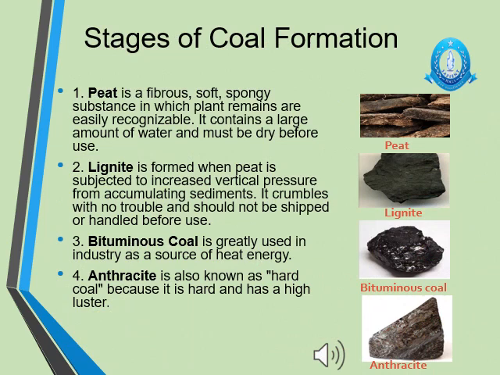In this slide, we are going to study the stages of coal formation. Although it's not in your book, just to let you know that coal is formed in different stages, I have added these slides. So the first stage is peat, which is soft, spongy, and contains a lot of water and must be dried before use. The second stage is lignite. When peat is subjected to increased vertical pressure from accumulating sediments like mud and rock, it changes into lignite.